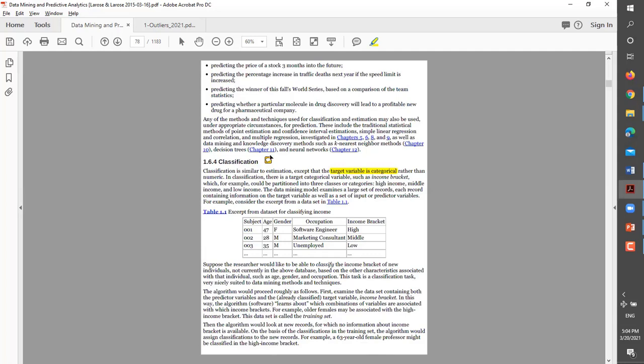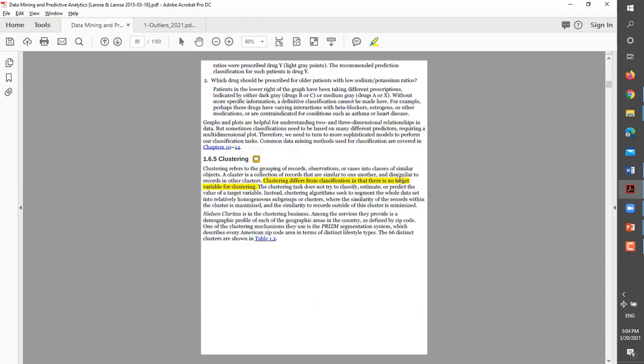And here we have the classification. In classification, the target variable is categorical. So when the target variable for our model is categorical, we have the classification. We should have the target variable, and the target variable should be categorical. At the other part, we have clustering. Clustering is about the situation where we don't have the target variable, and we only want to put our samples into different clusters.